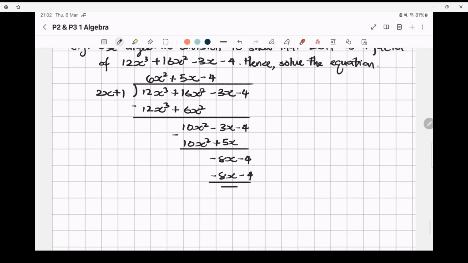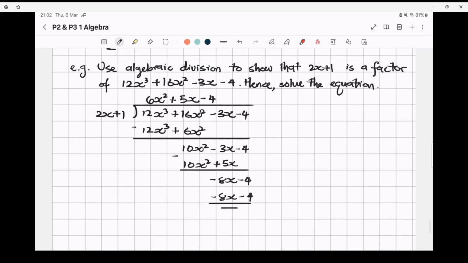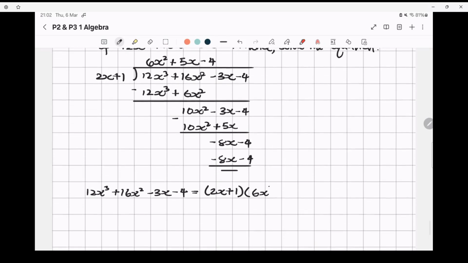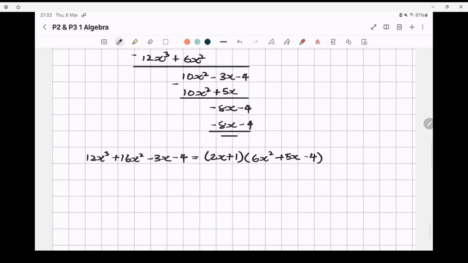So this is how you show that this is a factor of the given polynomial. Hence, solve the equation. So 12x cubed plus 16x squared minus 3x minus 4 equals 2x plus 1 multiplied with 6x squared plus 5x minus 4. This is a quadratic equation, so definitely you know how to factorize that.